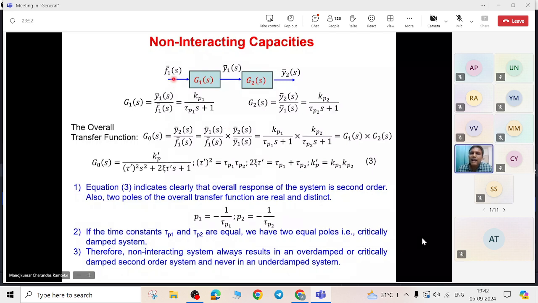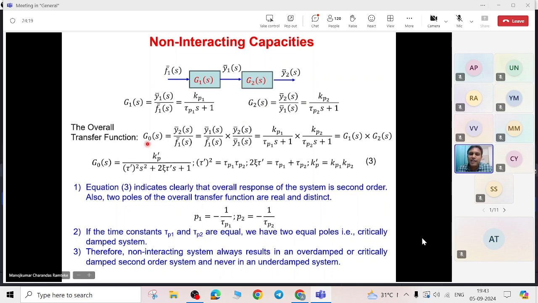If we have two capacities in series arranged in a non-interacting manner, we get the expression for G1 as Kp1 by tau P1 S plus 1. Similarly, for G2, we get Kp2 divided by tau P2 S plus 1. If we are interested in finding how Y2 is related to F1, we get an overall transfer function, which is G1 multiplied by G2.